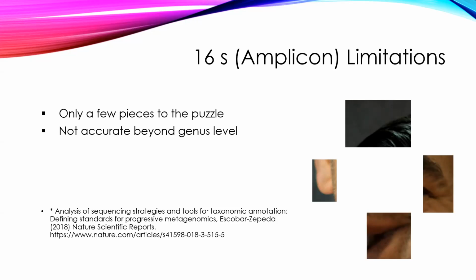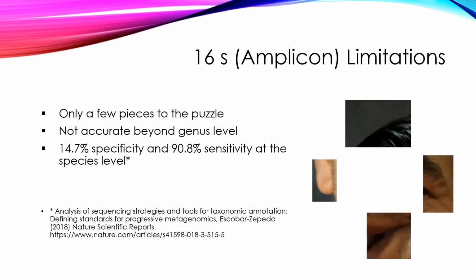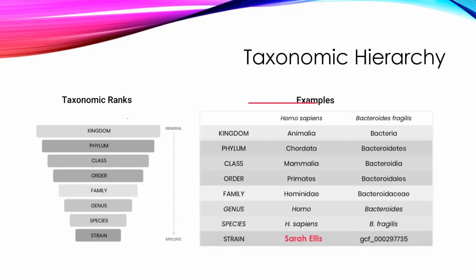It's not accurate beyond the genus level. There's only 14.7% specificity and 90% sensitivity at the species level. And it cannot identify viruses, fungi, or protists.